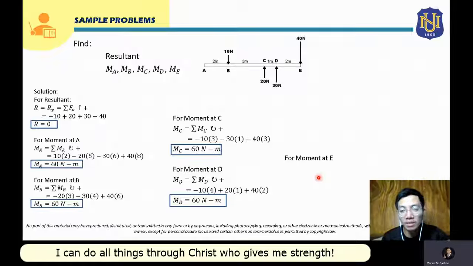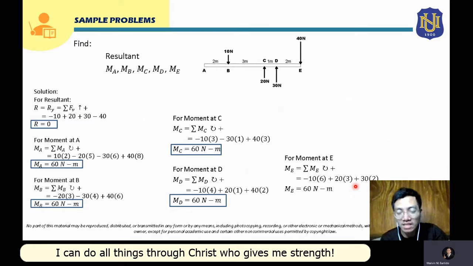Okay, and lastly, for your moment at E, if we sum up all the moments or all the forces that have moment at E, it will just be negative 10 times 6 plus 20 times 3 plus 30 times 2. So it will give you 60 Newton meter, and this is positive. So this will also be clockwise.